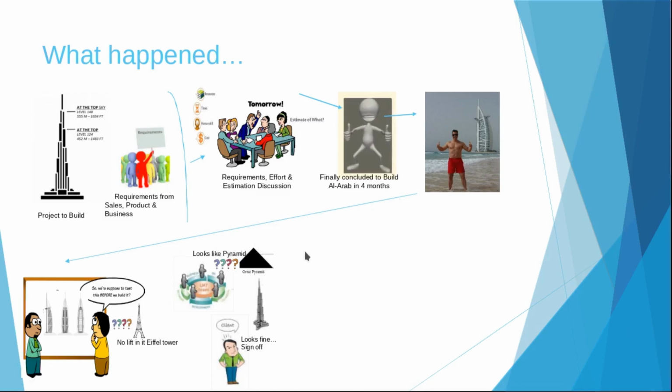The UAT team does the user acceptance testing based on the business requirements and reports that this looks like a pyramid. Since the delivery team does not have time to fix the reported issues, the project manager engages the client to do UAT. But as usual, the client gives sign-off for production without proper verification.